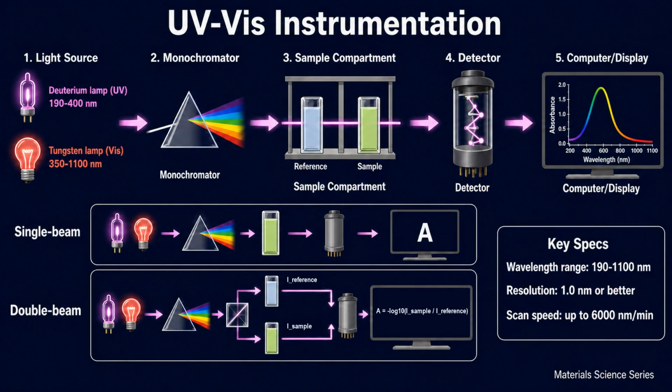A UV-vis spectrophotometer has 5 main components. Light sources include deuterium lamps for UV and tungsten lamps for visible light. The monochromator uses a prism or grating to select specific wavelengths. The sample compartment holds cuvettes containing reference and sample solutions. Detectors, either photomultiplier tubes or photodiode arrays, measure transmitted light intensity. Double beam instruments automatically compensate for solvent absorption by comparing sample and reference beams simultaneously.